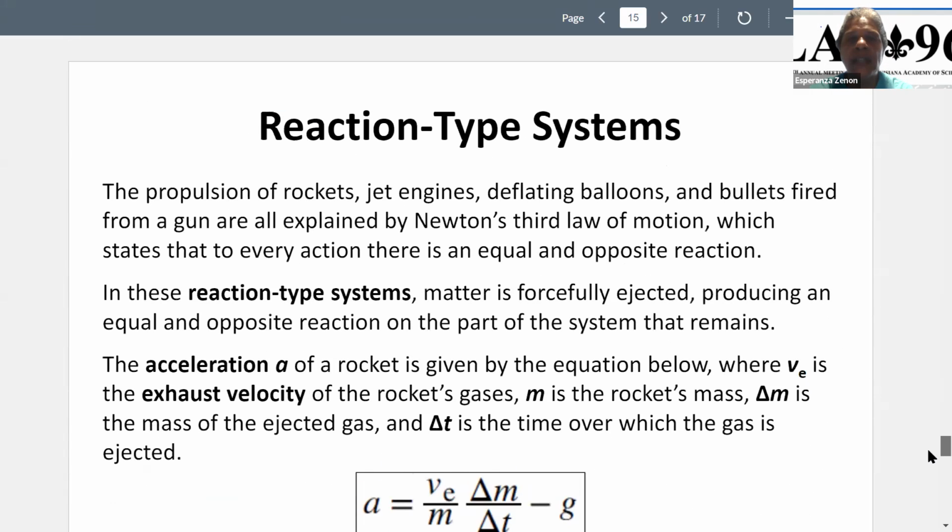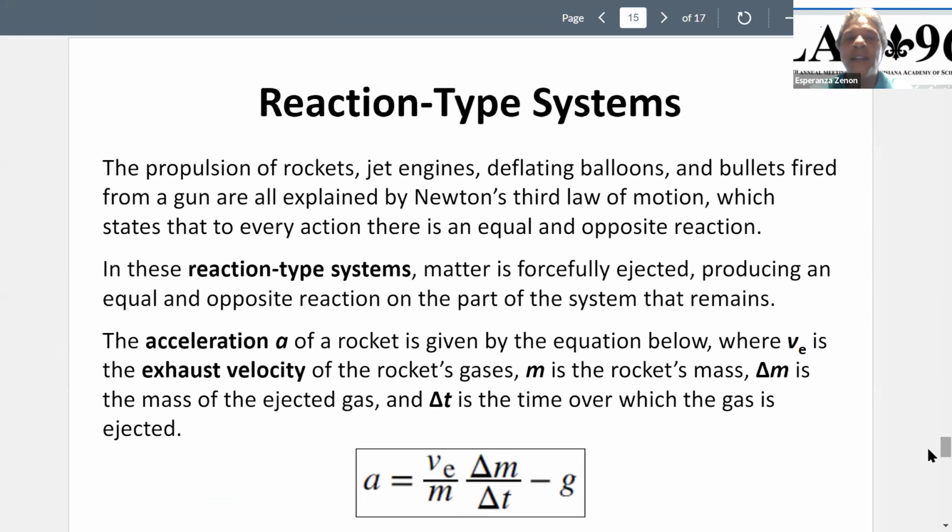We're not going to do these reaction type systems. This reaction type system is what we call the rocket problem. This equation that comes right out of Newton's second law and Newton's third law combined, along with the understanding of momentum conservation, allows us to solve the rocket problem where the mass is changing. We always deal with systems where the mass is fixed. But in the real world, especially for a rocket, since it's burning fuel, its mass is going to be changing.